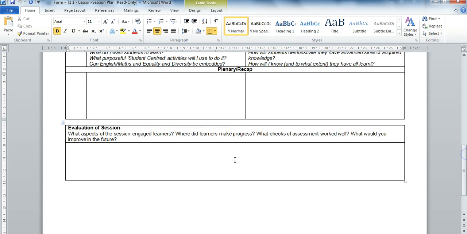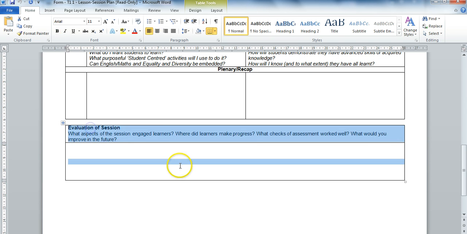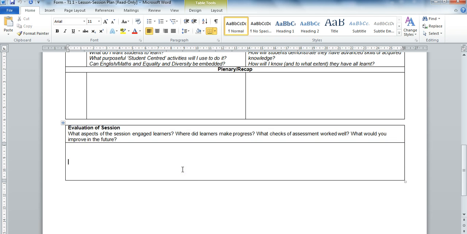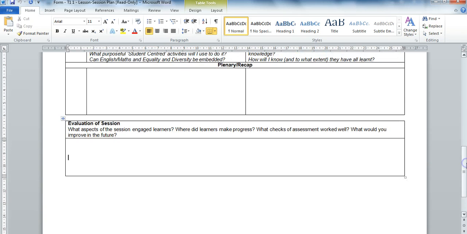Finally, the evaluation section provides the opportunity for you to reflect on the session, allowing improvements for any future lessons. Any key points, strengths and areas for improvement raised in this section could be shared with your colleagues.